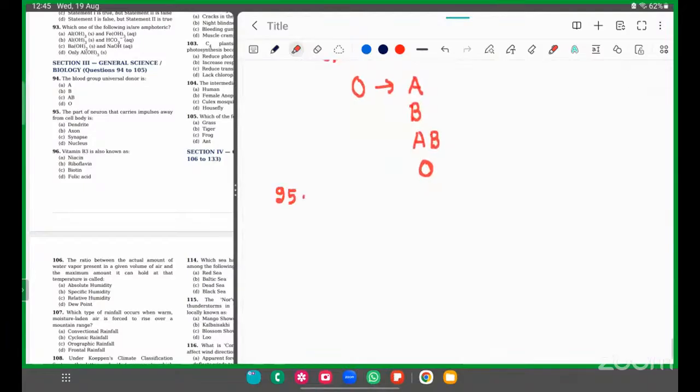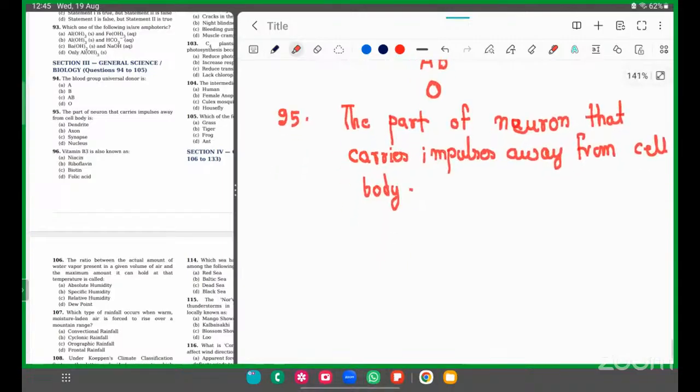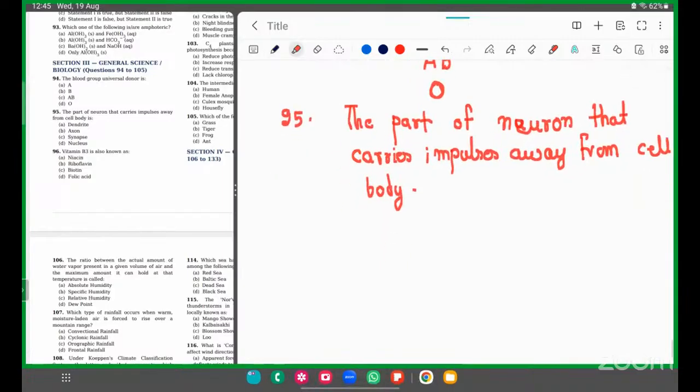Question 95. The part of the neuron that carries impulses away from the cell body. So for that we have to make the diagram of a neuron.